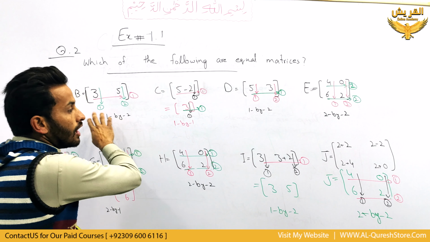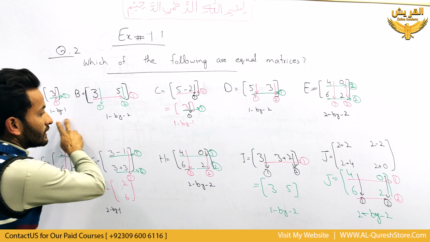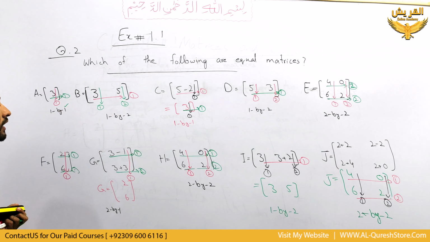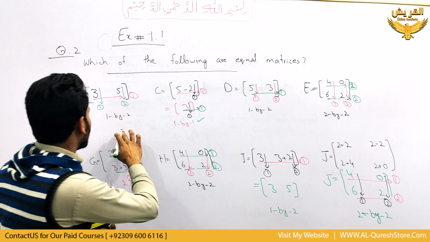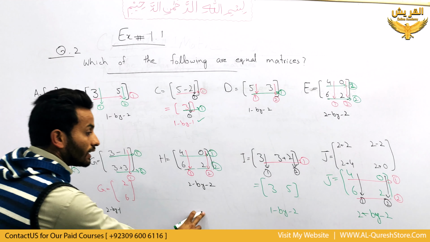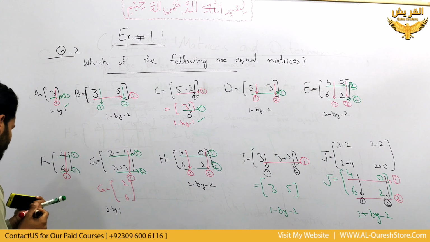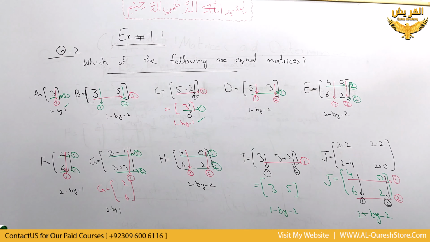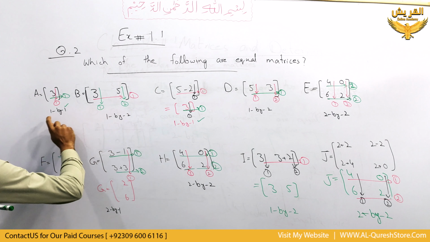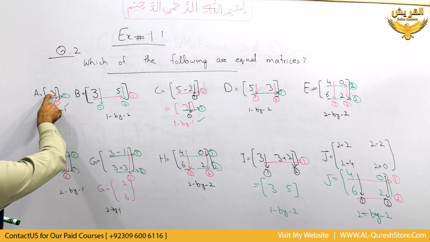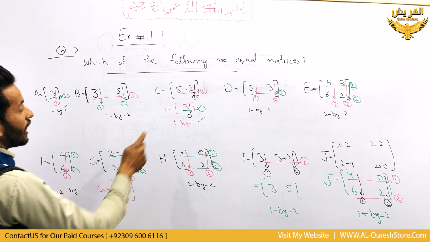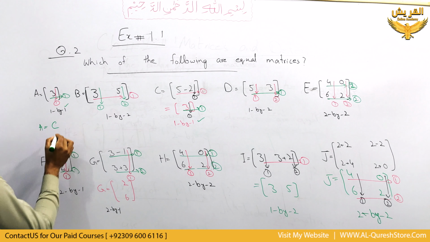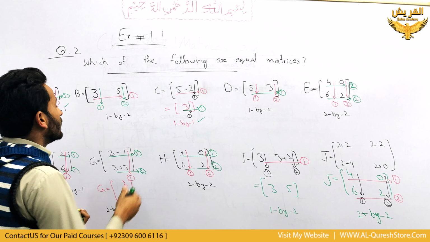Now we have to see the order of these matrices. First see the one by one order. The first one is one by one order. Next, this one is also one by one order. We have no other with one by one order. This matrix has order 2 by 1. So we have two matrices of order 1 by 1 which have single entry 3 and this has also 3. So matrix A is equal to matrix C. These two are equal matrices.